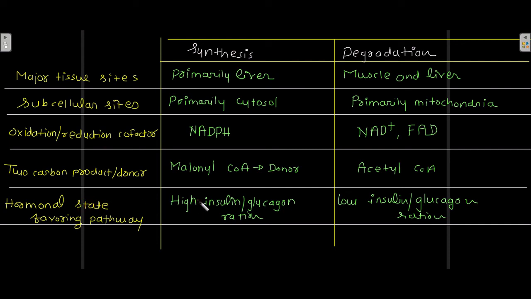So the hormonal state which favors the synthesis of fatty acid is a high insulin to glucagon ratio. That is, insulin is present in a greater amount as compared to glucagon, and this favors the synthesis of fatty acid. Whereas a low insulin to glucagon ratio, in which case the concentration of glucagon is higher as compared to insulin, favors the degradation of fatty acid. So a high insulin to glucagon ratio will favor the synthesis of fatty acid, whereas a low insulin to glucagon ratio will favor the degradation of the fatty acid.